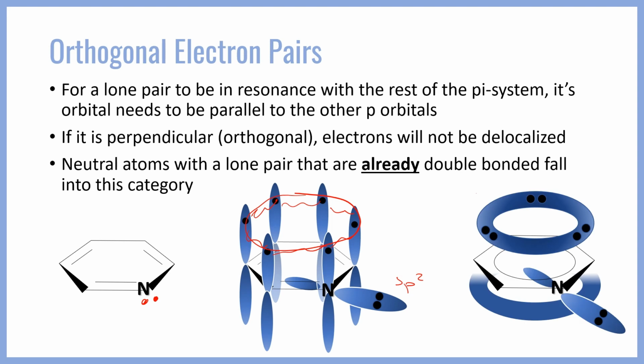There is a circular electron density over the ring, and that lone pair juts out completely by itself, not interacting with the rest of the ring. And that leads to some really interesting effects when it comes to basicity and acidity of molecules, specifically the basicity of nitrogens that are sp2 hybridized.